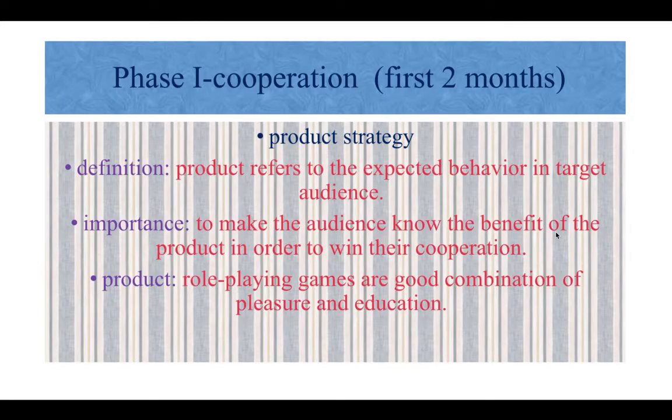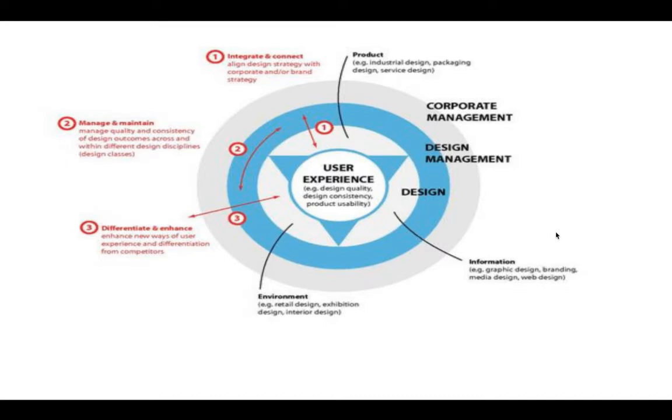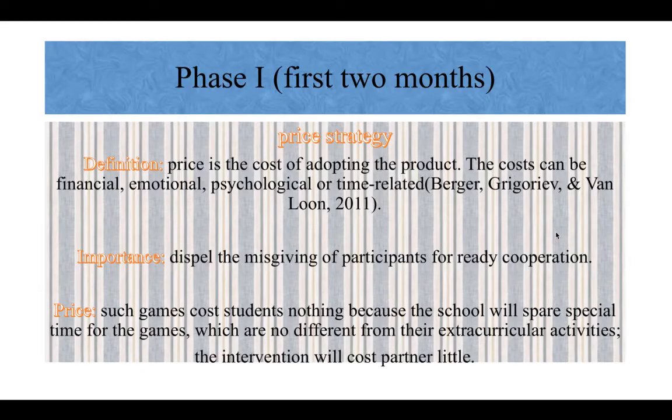Marketing mix. Phase 1, Cooperation. Product strategy. Product refers to the expected behavior in the target audience. It is important to make the audience know the benefit of the product in order to win their cooperation. According to Bryant, the benefit must serve the needs of consumers but not those of planners. In other words, the product must cater to the needs, beliefs, and values of users.